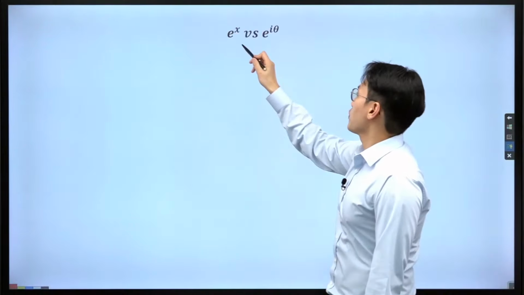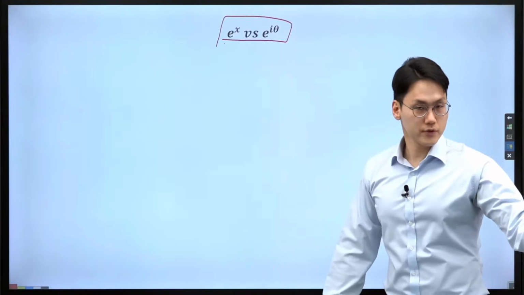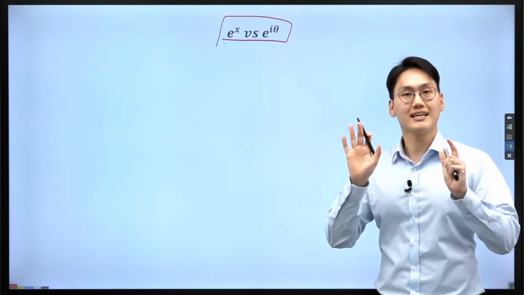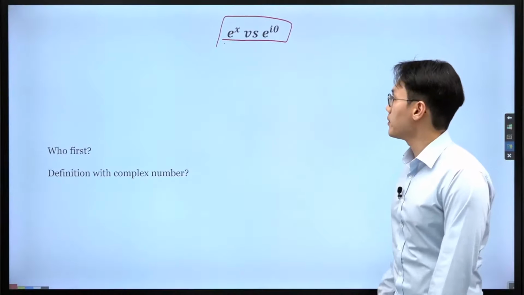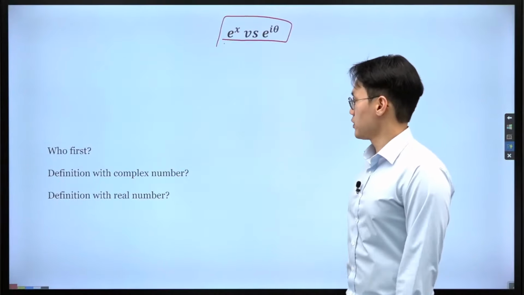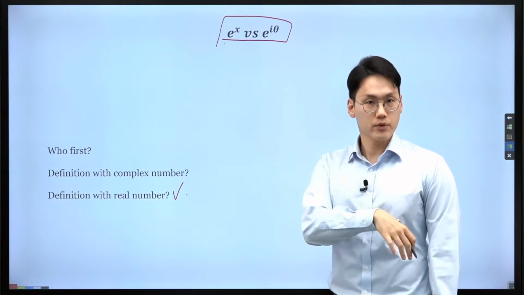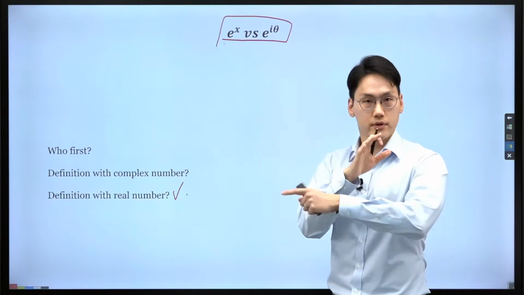Okay, so let's see what it really means, the exponential function using the real value and complex value. I'd say it is the chicken or egg problem. Which came first, the definition with the complex number or the definition with the real number? We are certainly learning the function with real numbers, so that we know the domain and range and its behavior on the real axis.